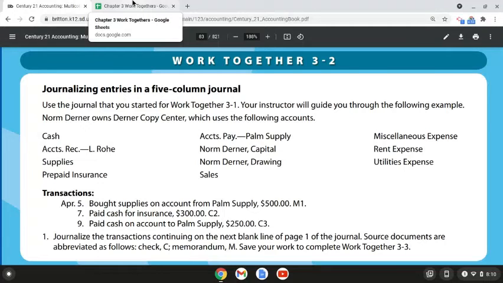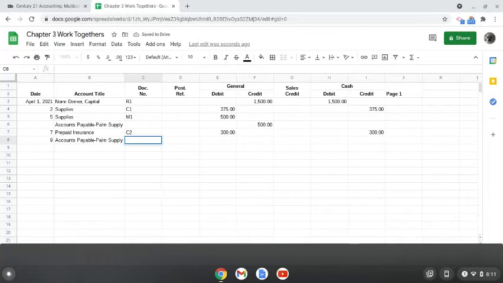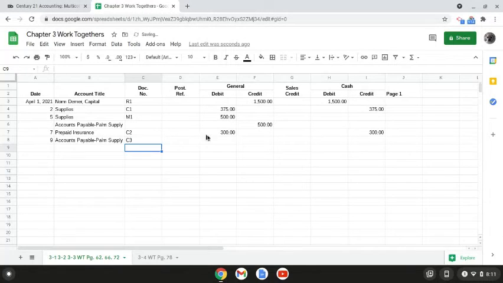For this transaction, again, we are going to put in the date, which is the 9th. We don't need to include the month or the year here again. Next, we're going to put in the account title, which is Accounts Payable, Palm Supply. Our document number is going to be C3, or check number 3.